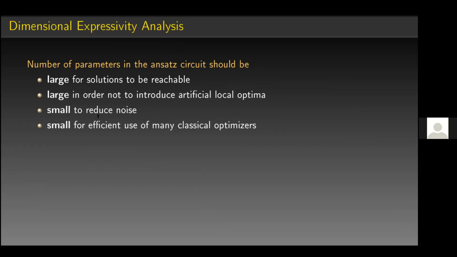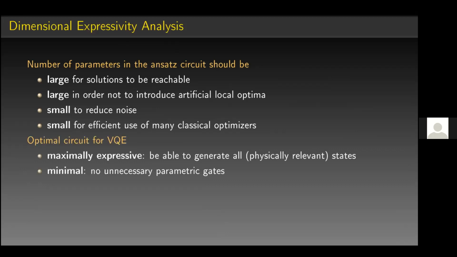On the other hand, you want it to be small to reduce effects of noise, because every gate operation will come with a certain level of noise. And it should also be small because running a high-dimensional classical minimization problem is non-trivial, and these optimizers work best the smaller the number of parameters.